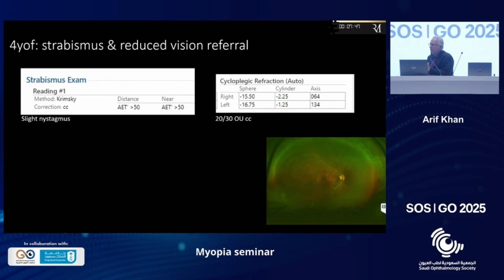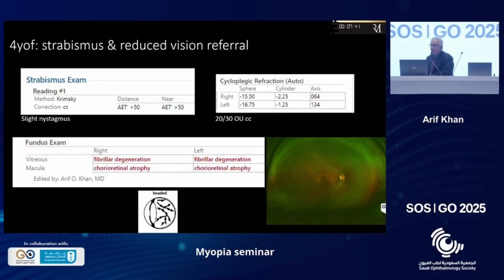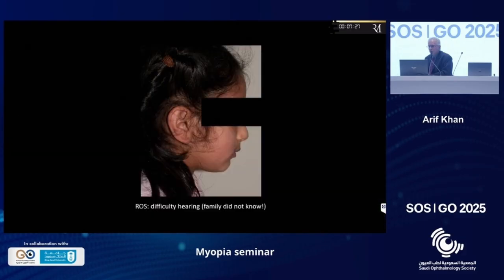How can we know? Well, we have a secret weapon as ophthalmologists no other medical specialist has. We can look at the vitreous. And you look at the vitreous in this child, and it's beaded. This is a normal vitreous, just to remind you. This is a beaded vitreous. This is pathognomonic for collagenopathy.